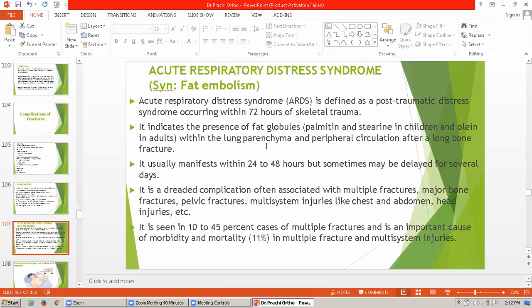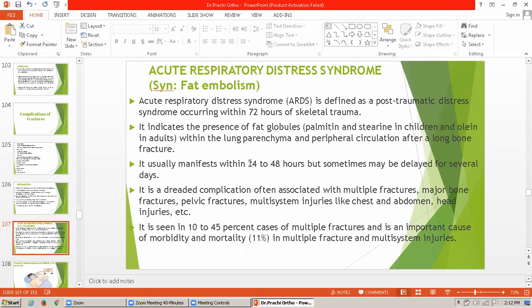It indicates the presence of fat globules, that is palmitin and stearin in children and olein in adults, within the lung parenchyma and peripheral circulation after a long bone fracture.